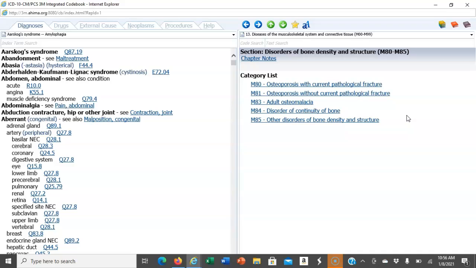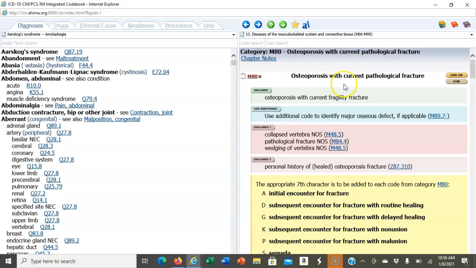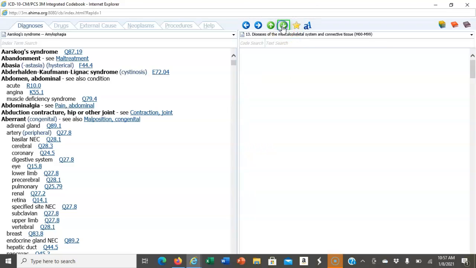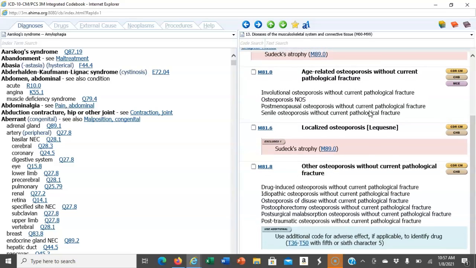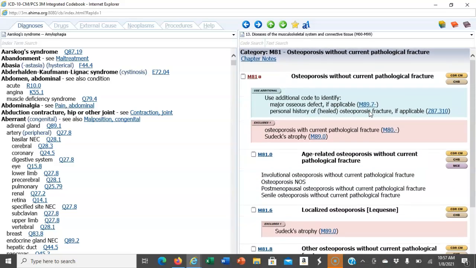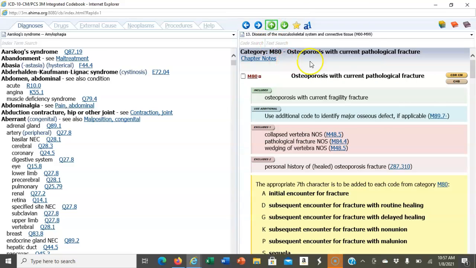osteoporosis. I want you to notice that M80 is osteoporosis with current pathological fractures. And osteoporosis is a systemic disease. When we look at the actual codes for osteoporosis, sites are not identified because osteoporosis is systemic. It affects all the bones in the body. But when we look at this category for osteoporosis with a fracture, what we're looking at is the actual site of the fracture. And patients that have osteoporosis and have fractures, those are pathological fractures. They are not traumatic fractures.